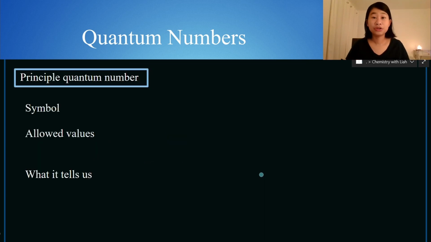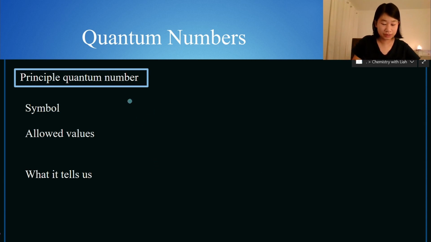Now quantum numbers are useful because they are helpful in describing the properties of electrons and atoms. They can help us understand the movement of electrons, the trajectories, and the energy levels. Okay, so let's start out with the principal quantum number.